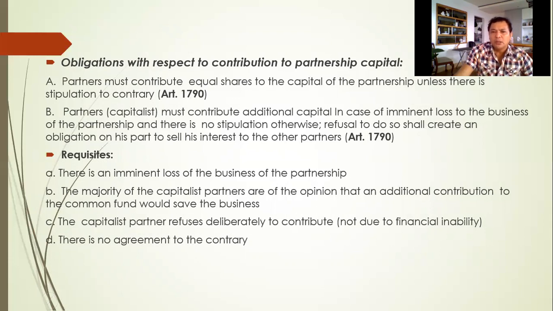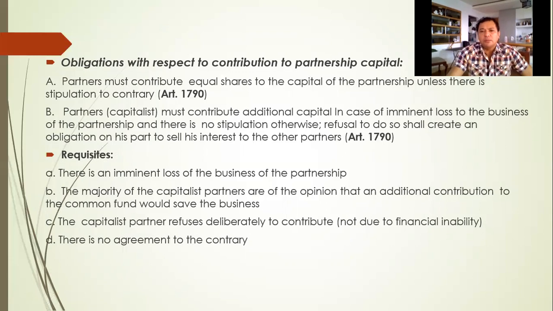And the contribution must be in accordance with the agreement, or if not, then equal, no? Contribution. So if a partner would refuse to contribute additional capital, it is also provided here. Refusal to do so shall create an obligation on his part to sell his interest to the other partners. So if he refused to make an additional contribution, then that partner who refuses to contribute will be obliged to sell his interest or his share to the other partners.